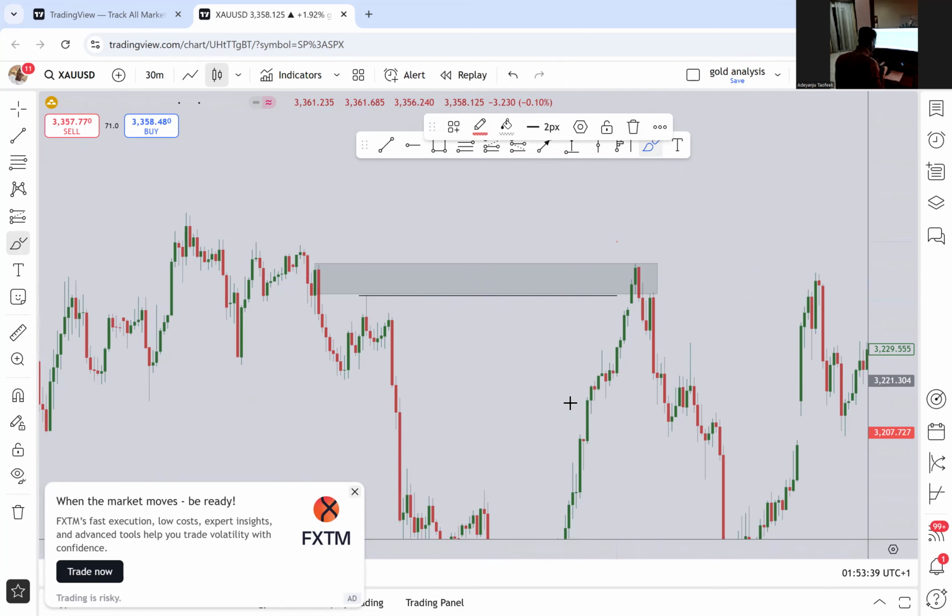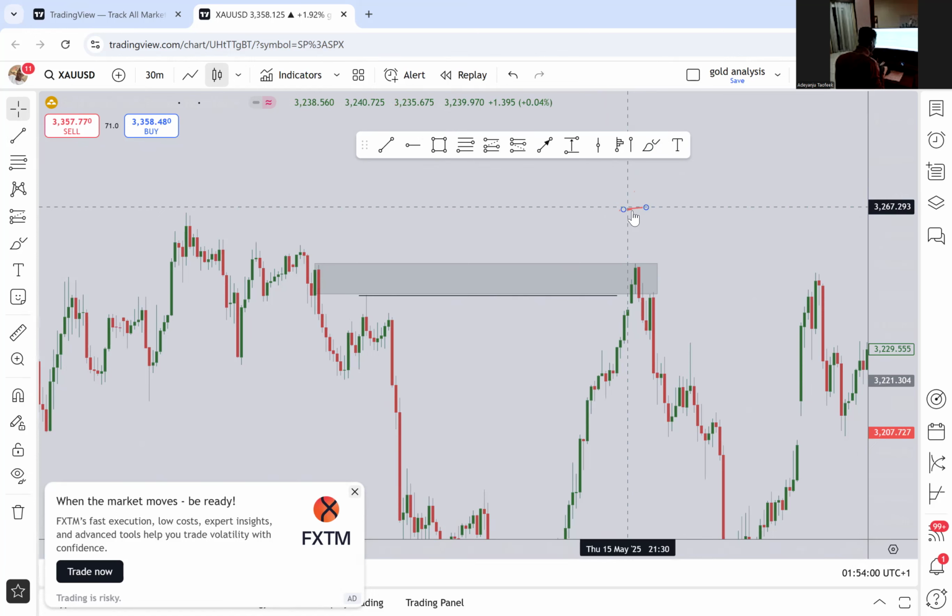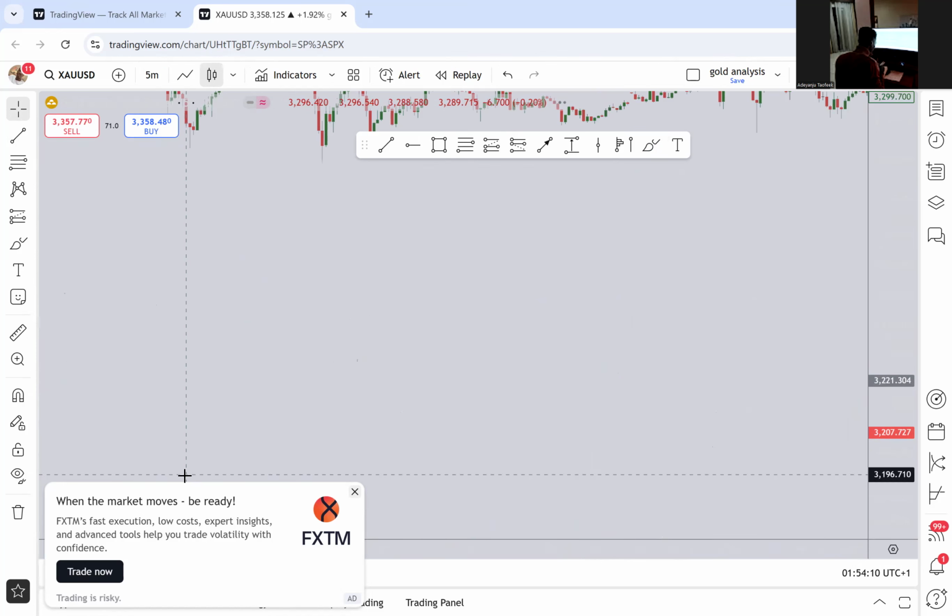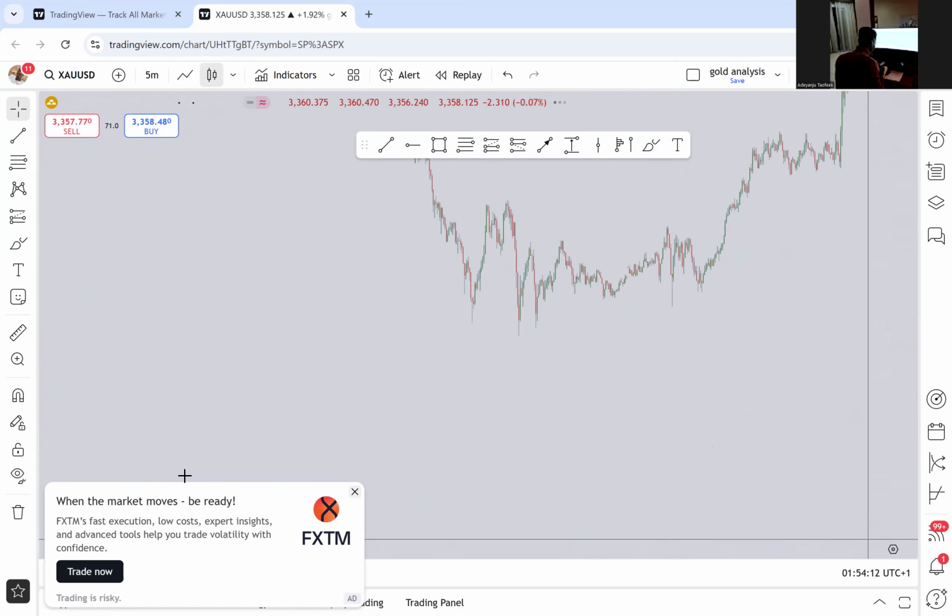We are looking for price where price entered the supply level, came down, went back up to tap out the previous high, right? And then came back down. So we're looking for something like that in that supply. So let's see. Let's assume that we go back to the 5 minutes here. So I think this should be enough.